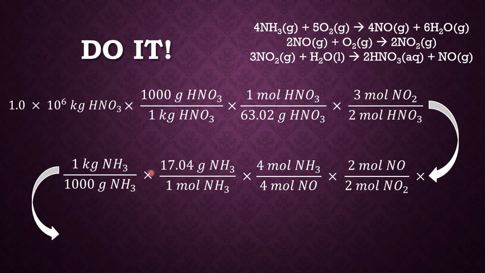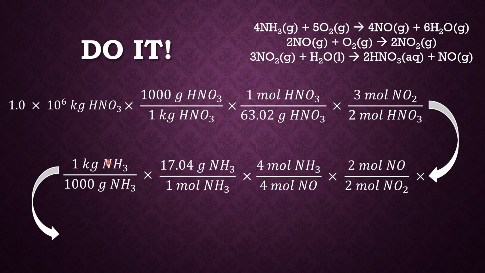Now all we need to do is plug this into our calculator. So saving ourselves a couple of keystrokes here: the 1,000 on top and the 1,000 on bottom, those cancel. 2 on top, 2 on bottom, those cancel. 4 on top, 4 on bottom, those cancel. We have our units all canceling and lined up. Kilograms of hydrogen nitrate, grams of hydrogen nitrate, moles of hydrogen nitrate, moles of nitrogen dioxide, moles of nitrogen monoxide, moles of ammonia, grams of ammonia. We're left with kilograms of ammonia.